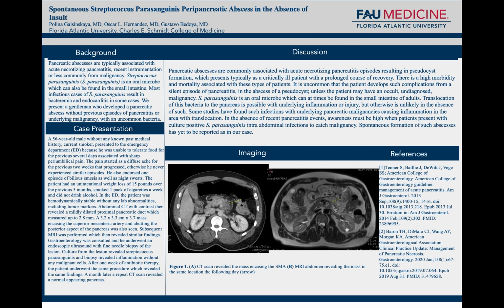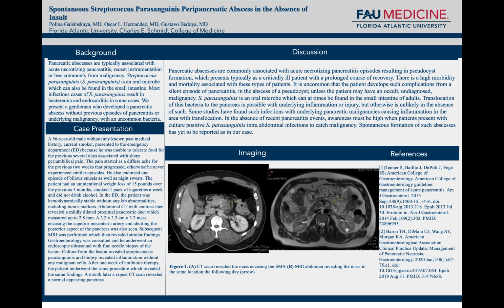Pancreatic abscesses are commonly associated with acute necrotizing pancreatitis episodes, which result in pseudocyst formation. These patients are typically critically ill, they have a prolonged course of recovery, and there's high morbidity and mortality with these types of patients. Uncommonly, patients develop such complications from a silent episode of pancreatitis without the presence of a pseudocyst, unless the patient may have an old one or undiagnosed malignancy.